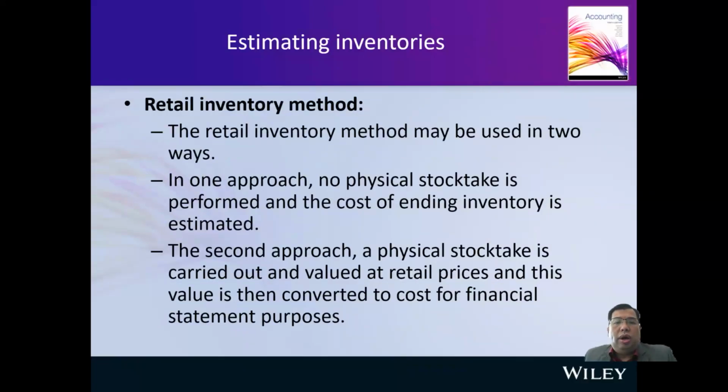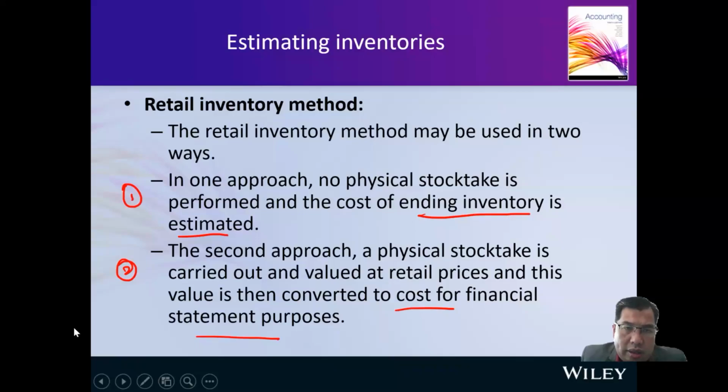Under the retail inventory method, we have two ways. In one approach, no physical stock take is performed and the cost of inventory is estimated. You just estimate the cost of inventory. In the second one, a physical stock take is carried out and valued at the retail price, and this value is then converted to cost for financial statement purposes. Number one, without a physical stock take, estimating the ending inventory. Number two, by doing a physical stock take.